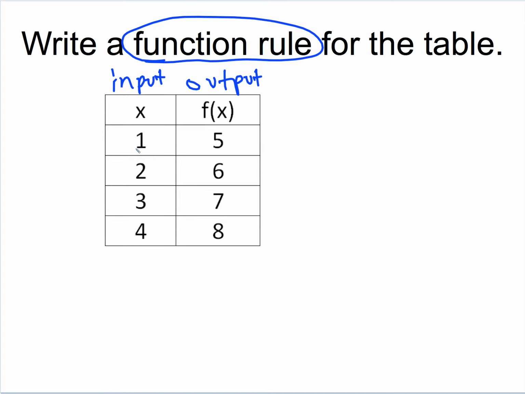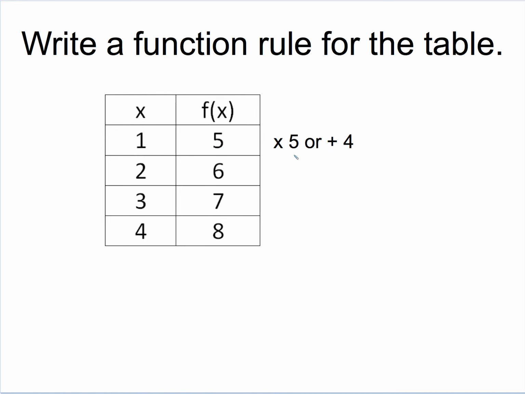If I put 1 into that equation in place of x, my output will be 5. So in order to do that, you need to start looking at, okay, how is the input related to the output? So how is the 1 related to the 5? How is the 2 related to the 6? So for the 1 to 5, we could say, well, you either multiply by 5 or you add 4. So to get from 1 to 5, we could do times 5. That would work. Or we could add 4. 1 plus 4 would be 5.